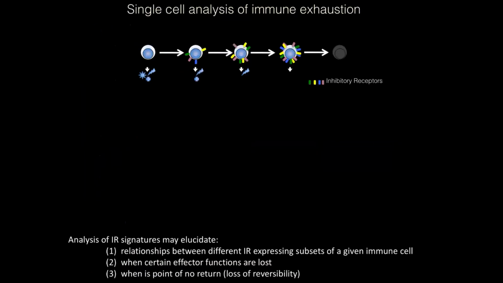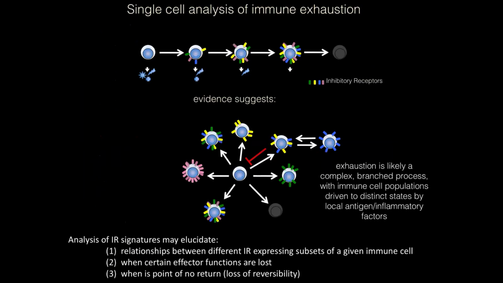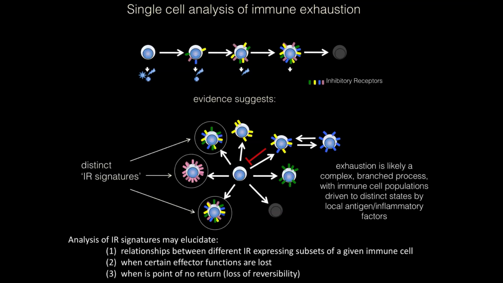And one view of how immune exhaustion progresses is that an individual cell will upregulate more and more inhibitory receptors over time, and this will be linked to the loss of effector function capabilities. However, evidence from our group and others indicates that this process likely occurs in a complex branched manner, with factors in the microenvironment driving distinct immune cell subsets into a variety of inhibited states. So we hypothesize that the states may be reflected through the individual inhibitory receptor signatures on immune cells.